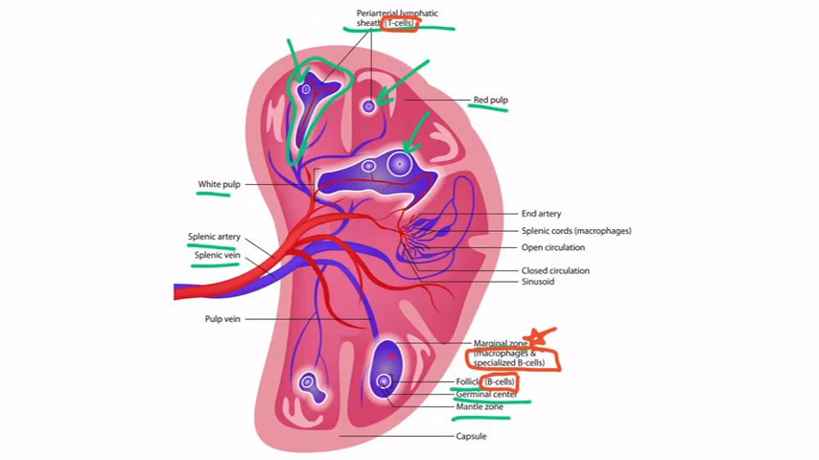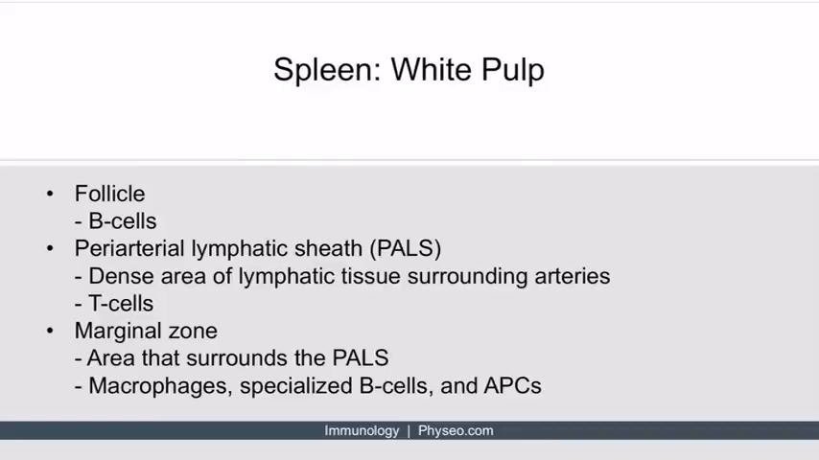We'll talk about many of the details associated with these structures as we progress through the chapter, but for now, just know that these structures allow the immune system to interact with the blood and ultimately make it easier for the body to initiate an immune response. So to review, the white pulp includes follicles, the periarterial lymphatic sheath, or PALS, and the marginal zone.